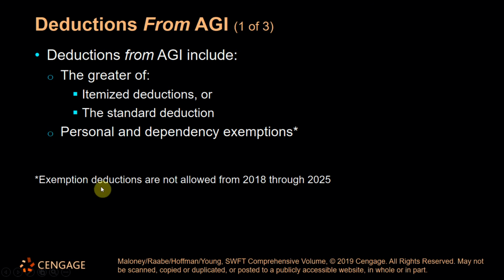We'll investigate personal and dependency exemptions for purposes of qualifying, for example, a relative as a qualifying relative. As you may know, in 2018 through 2025, the actual for AGI deduction of dependency exemption has gone away. But the concept of dependency exemptions is still important because they help us in a variety of areas, including determining whether a relative qualifies as a dependent, a qualifying relative.